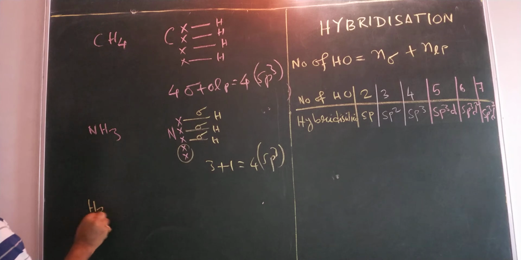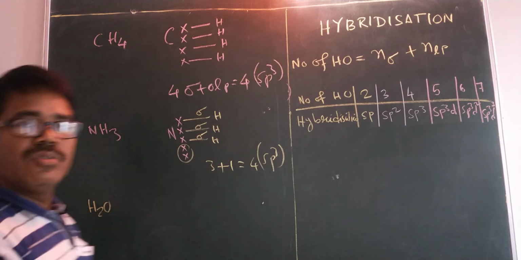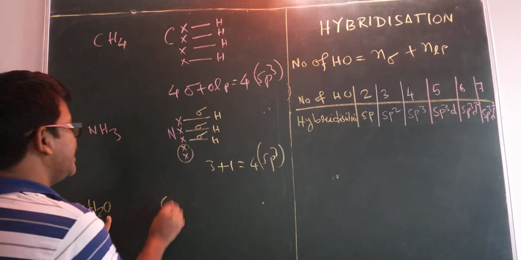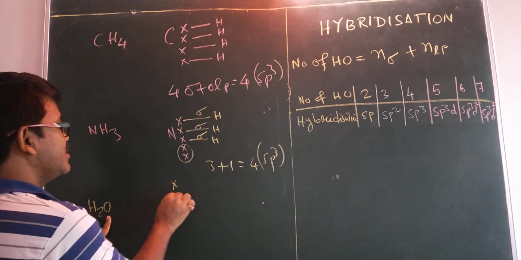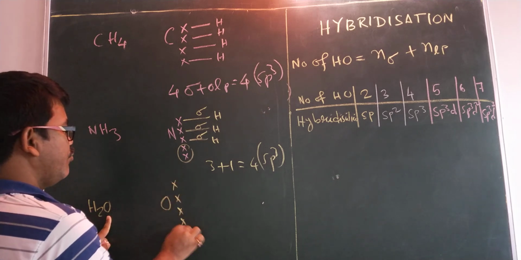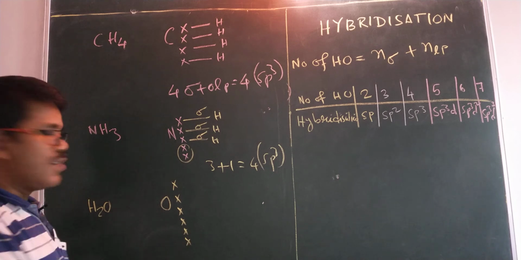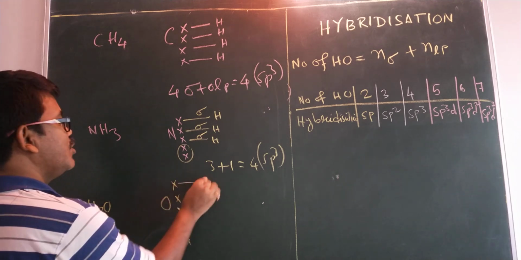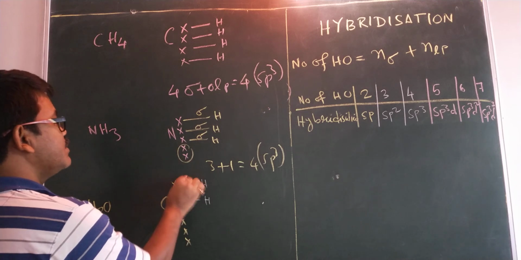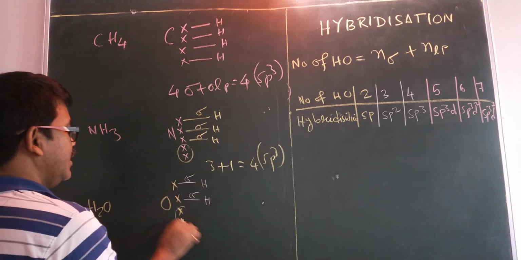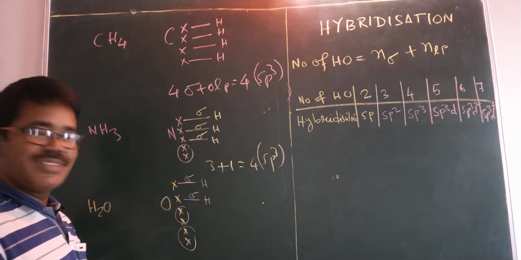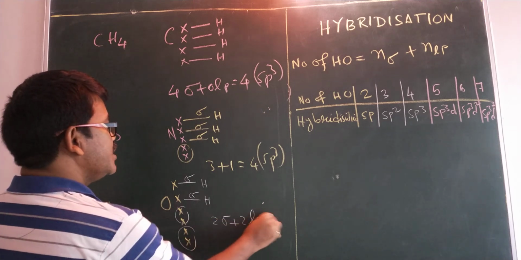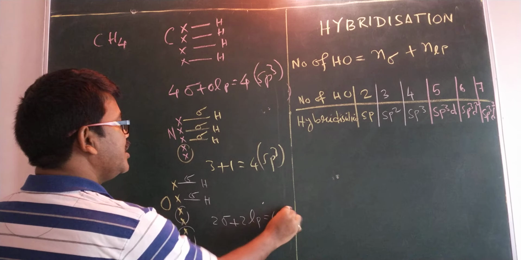Water molecule. Tell me, what is the central atom? Obviously oxygen. Therefore oxygen, what are the valence electrons? 6: 3, 4, 5, 6. What are the surrounding atoms? Hydrogen, monovalent. Again, it forms single bonds. Single bond means sigma bond. And these are called lone pairs. Therefore, 2 sigma bonds, 2 lone pairs, that is equal to 4. 4 means sp3.